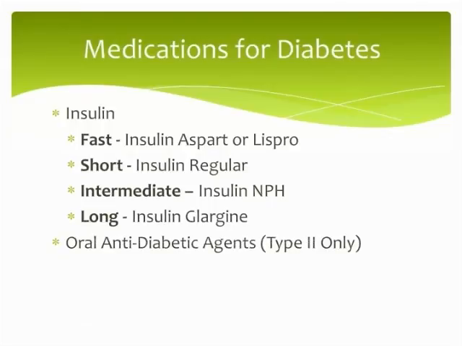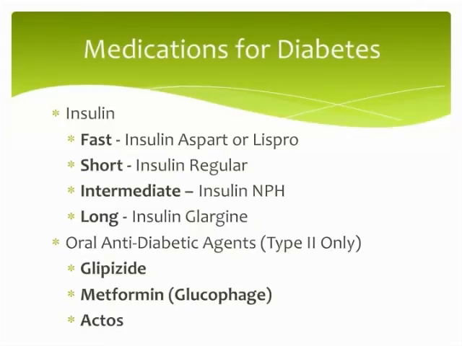Oral anti-diabetic agents are only used in type 2 diabetics. These medications are used to target various aspects to better use the body's own insulin. Some examples include glipizide, metformin or Glucophage, or Actos. Metformin is a common medication used among many type 2 diabetics. Please remember that metformin may not be crushed in most cases as it is a time-released tablet.